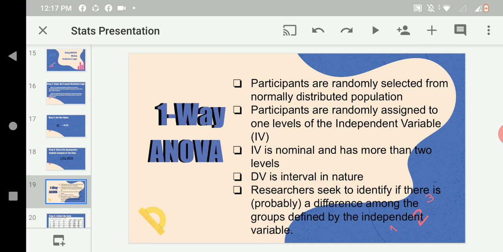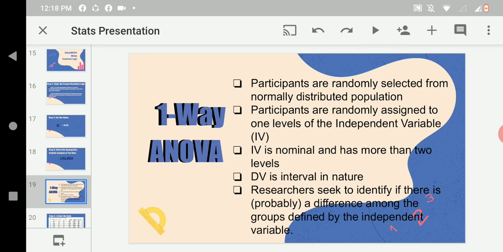Participants are randomly assigned to one of the levels of the independent variable. So if the participants are randomly assigned, check that. If the independent variable is nominal and has more than two levels, then perhaps, yes, we can use the one-way ANOVA. However, we still have to check more.